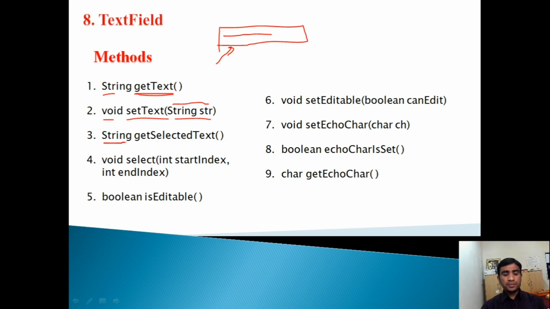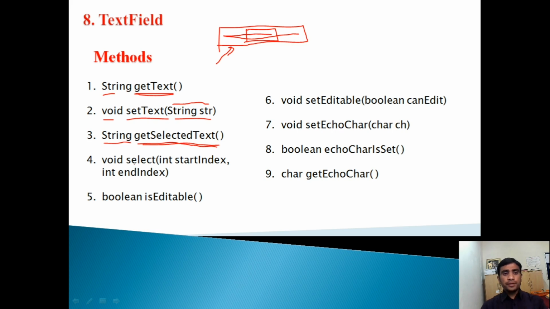Third method, String is the return type, and the name of the method is getSelectedText. For example, if your text field contains 20 characters, and you have selected particular characters from the 10th to 15th character, then this method will return what is selected in the text field. Selected characters from the text field will be returned by getSelectedText.